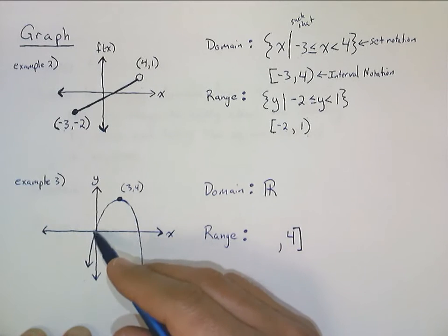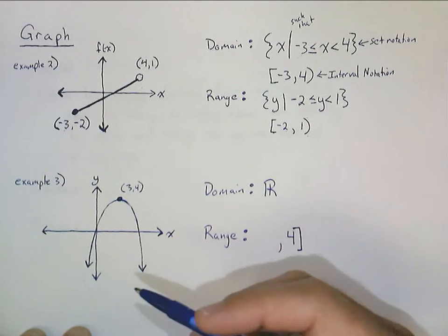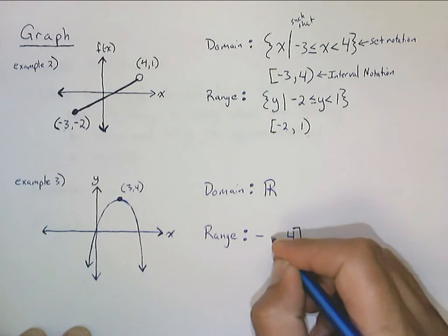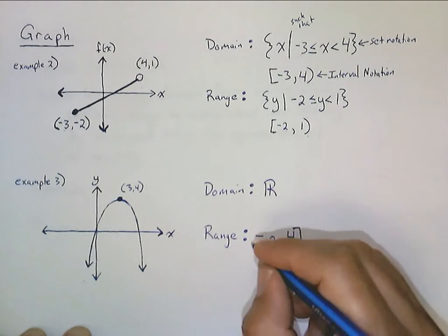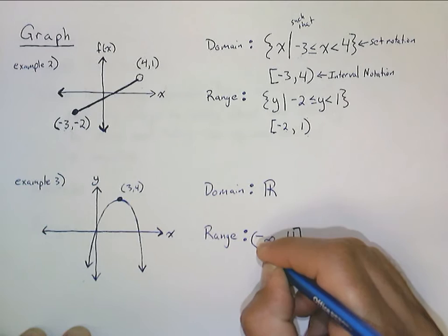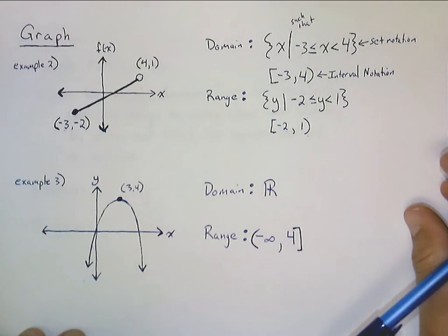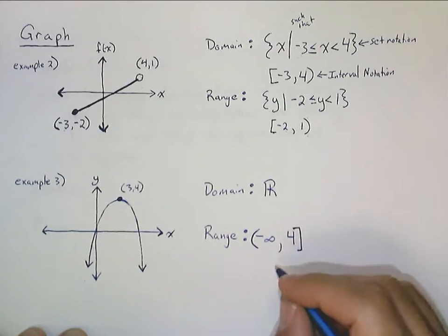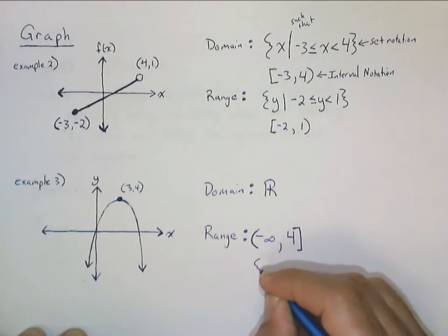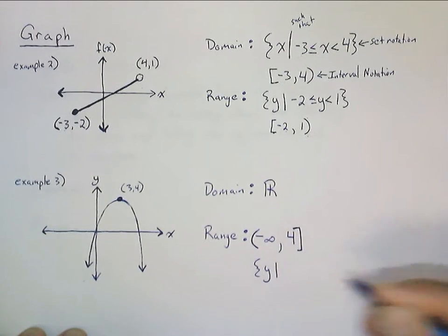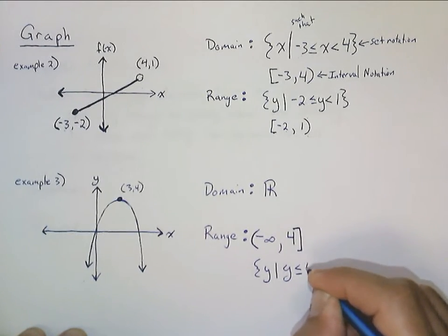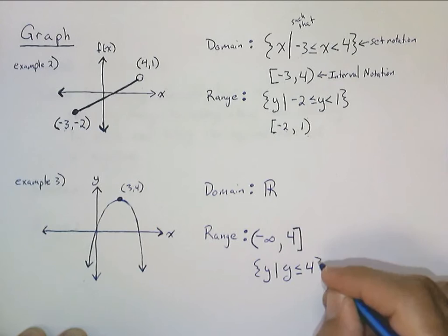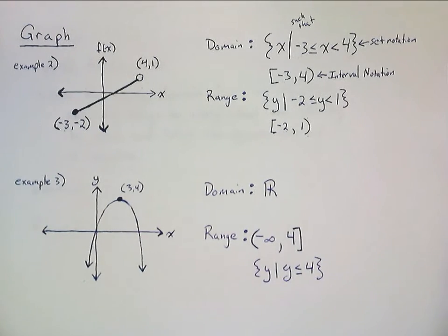So the y's are shooting off to -infinity. But -infinity is not an actual number, so we certainly can't include that in our interval. So we use a parentheses there. Or, this would be interval notation, we could also write the set of y's such that y is less than or equal to 4. Okay.